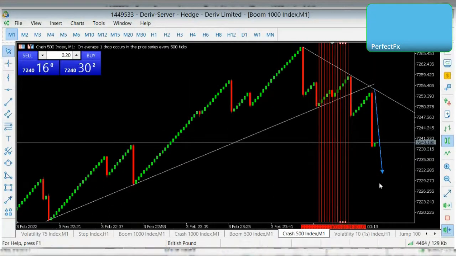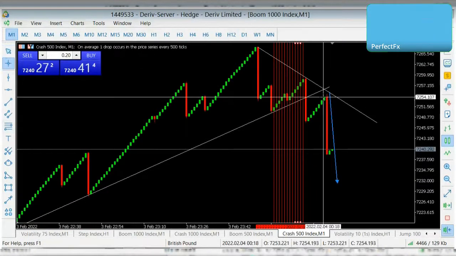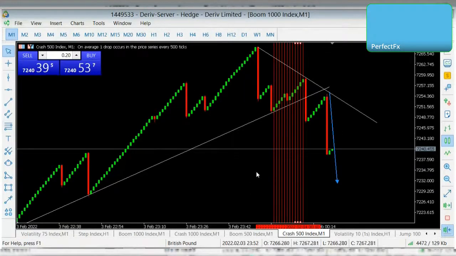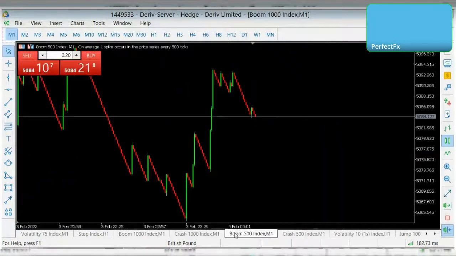Now imagine seeing this twice a day on a single commodity, and on other commodities too: 2 times on Crash 500, 2 times on Boom 500, 2 times on Crash 1000, and 2 times on Boom 1000. That is already about 8 profitable trades in a day, and you can see about 16 pips to the upside thereabout. That's a very good pip movement.